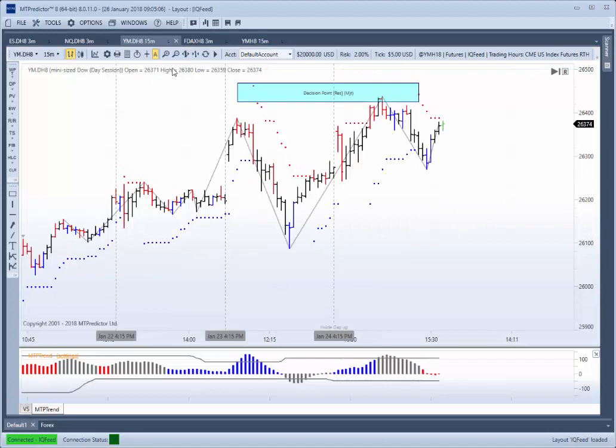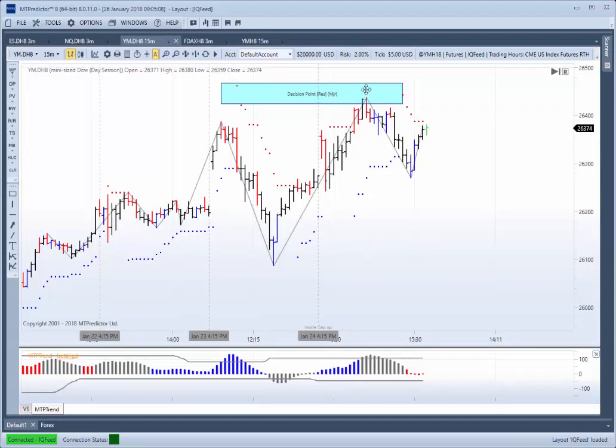So if I turn trading mode off, you can see this is exactly what happened. The market went up into this resistance area and backed off. By the way, this is the regular trading hours or the day session only chart. So this is what we're looking for. We're looking for something where the market is behaving itself, in other words, doing exactly what we anticipate.